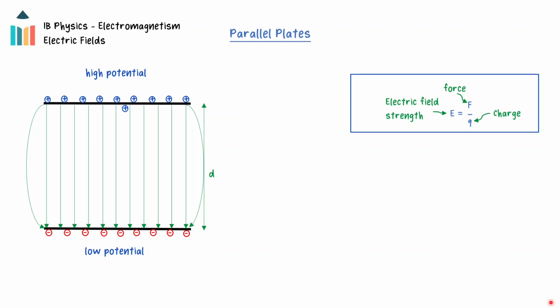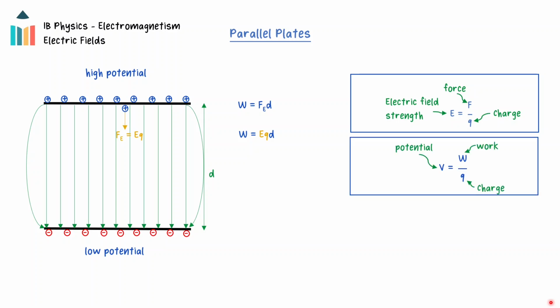The work done in moving a charge from one plate to the other can be calculated using the formula work is equal to force times displacement, where the force needed would be the electrostatic force equal to the electric field strength times the magnitude of the charge Q. So the work done in moving the charge from one plate to the other would be equal to the electric field strength E times the magnitude of the charge Q times d, the distance between the plates.